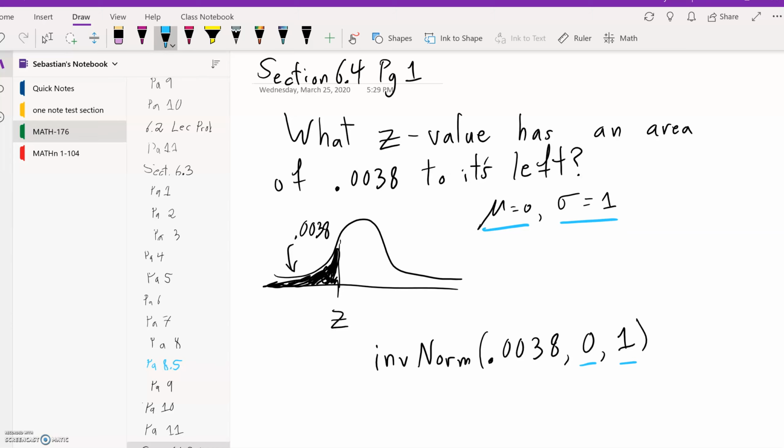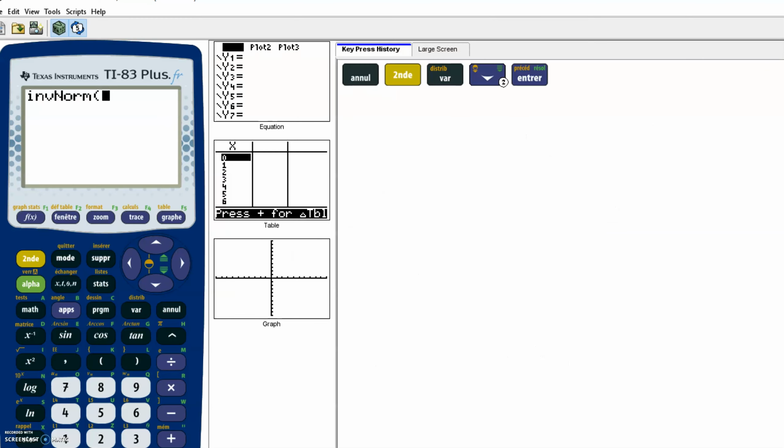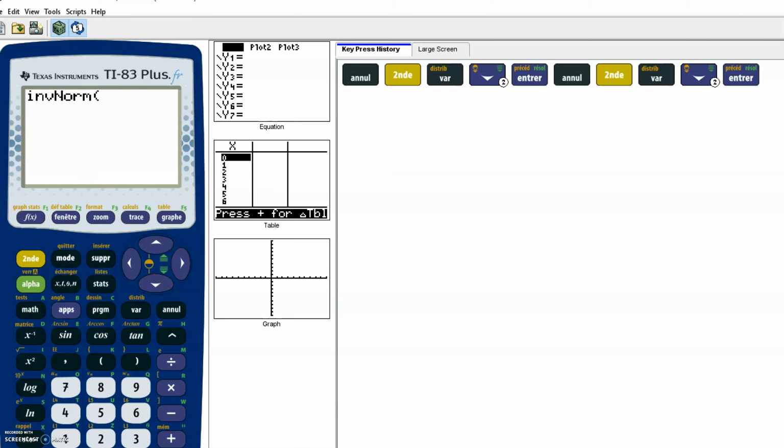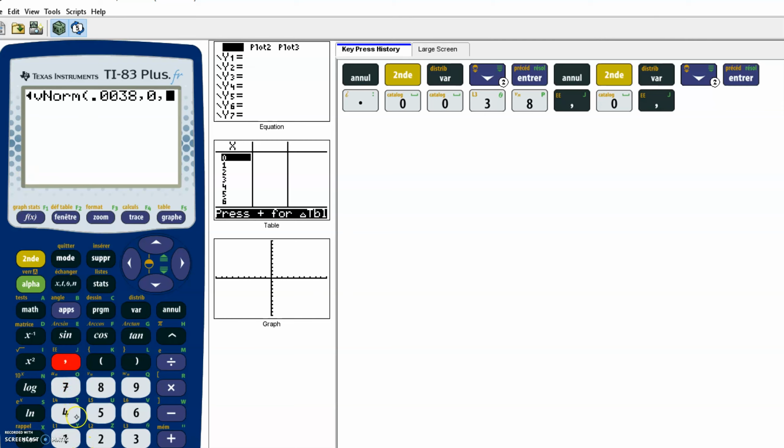So just to show you what that looks like on the graphing calculator, at least on my graphing calculator, I will hit that second key, click on vars, scroll on down to invNorm. I will enter in the area to the left of my value, followed by the mean and the standard deviation, separated by commas. And then I will hit enter.